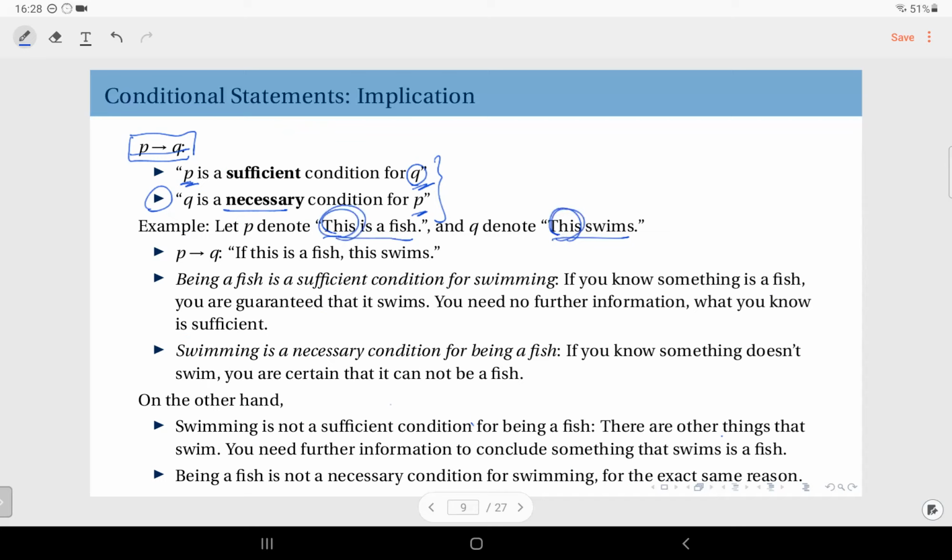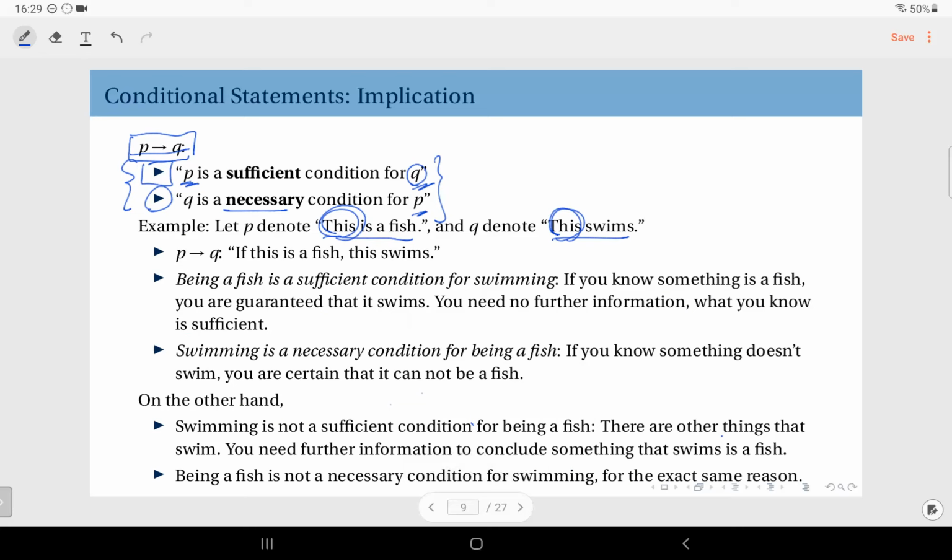So when you say P implies Q, what you are saying is, if this is a fish, this swims, right? We have this implication. If this is a fish, this swims, right? So we have this implication, and applying this, we can say that being a fish, that's the antecedent, is a sufficient condition for swimming, which is the consequent, which fits this description. Let's read this once more. Being a fish is a sufficient condition for swimming.